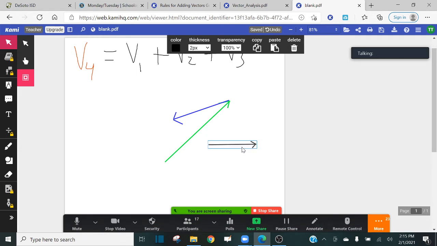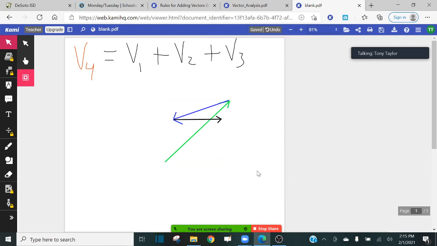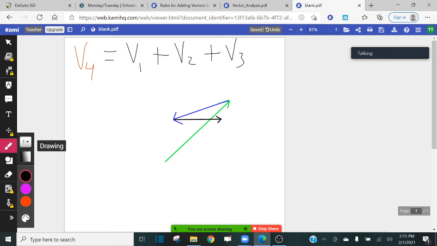Okay. And then lastly, I'm going to connect this like this. So y'all see that? I connected all of my arrows head to tail, head to tail. So I linked them together. That's step one. Step two is to find your starting point and find your ending point.